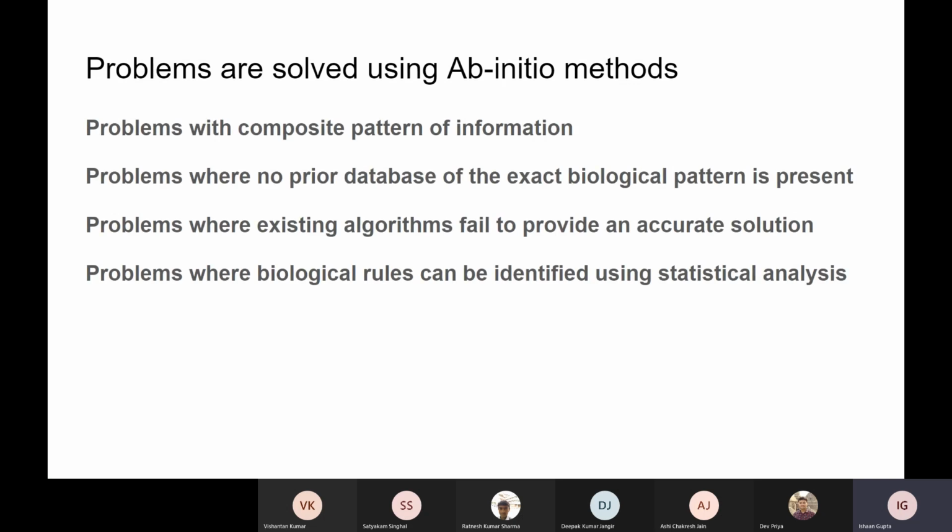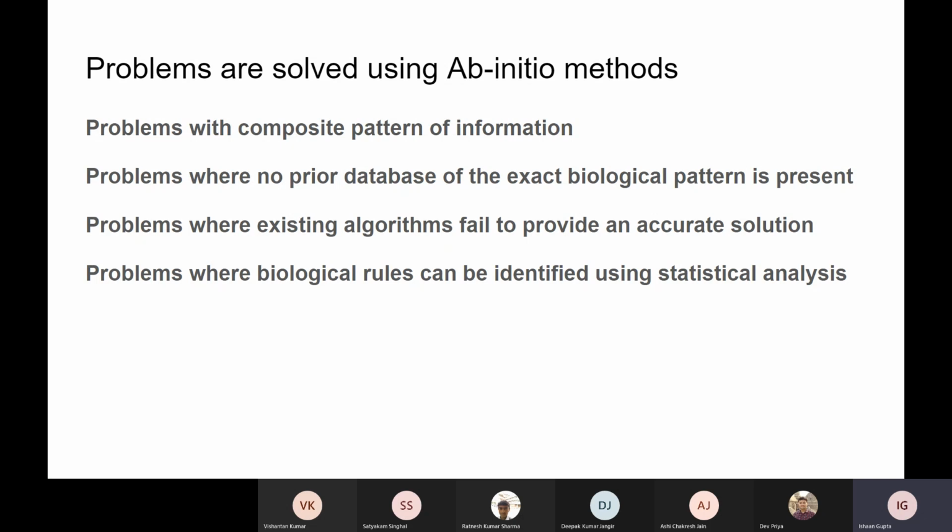There are some problems, obviously, which cannot be solved otherwise. So problems which have a composite pattern of information. Like in biology, there are multiple layers of information. There are monomers, there are polymers. These polymers are interacting with each other in different networks. So this is a complex composite pattern of information, and there are clear underlying rules, but there are no clear underlying principles in terms of how these composite patterns are working. There are problems where no prior database of exact biological pattern is present.